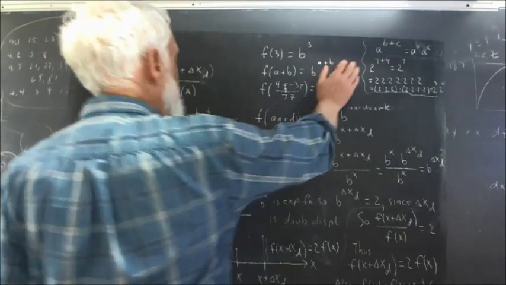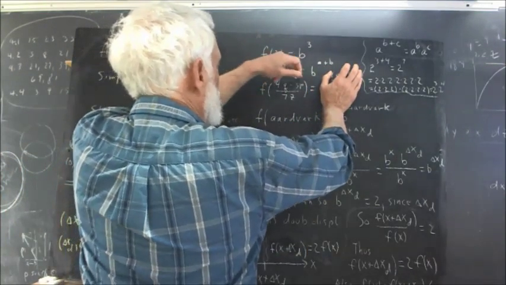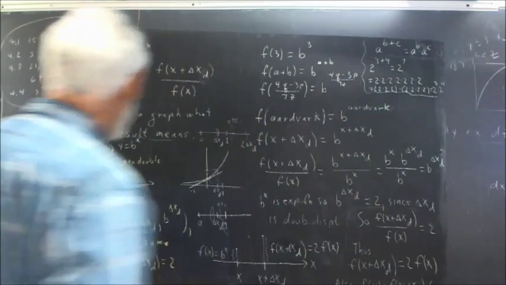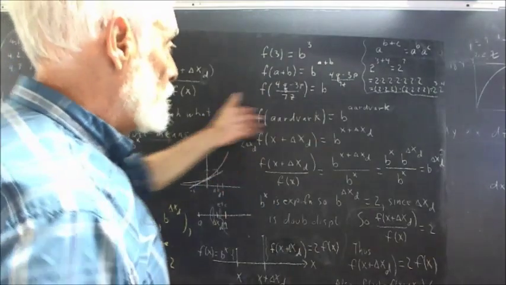Okay? So now, what about f of 4q minus 3p over 7z? Pause, write it down if you haven't already. Okay, well, now I've got it. So why did I write this?